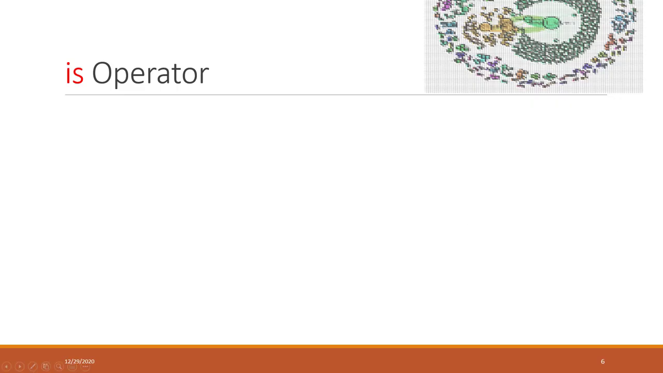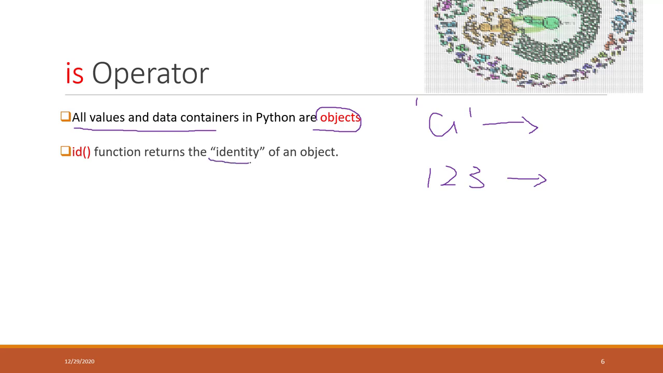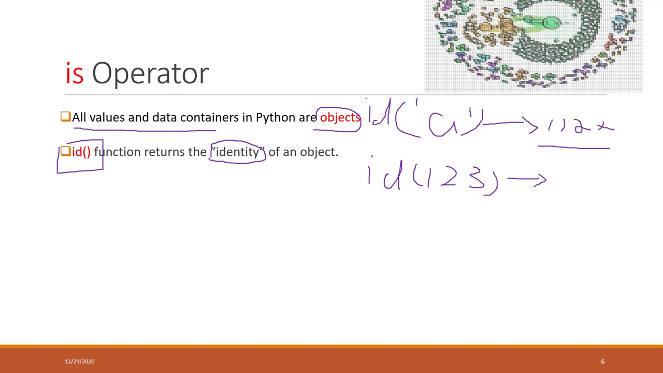Okay, the is operator. The is operator is also an interesting operator. Remember that in Python, all the values and data containers are objects. So that means that when we have objects like string A, and also 1, 2, 3, which is an integer, they have a kind of identity. And the id function, a built-in function, will tell you the identity of those objects. So for example, if you put this string A into id, it will tell you the ID, which normally is a very, very long number. And if you put the integer into this id function, it will also return a very long number, which is the identity of those objects in Python.